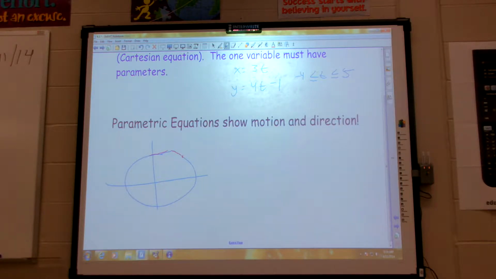But if you hit trace and it starts tracing this way, it's moving counterclockwise. So that's what I'm saying, motion and direction. Now, parametric equations are great because you can graph things that you couldn't before.